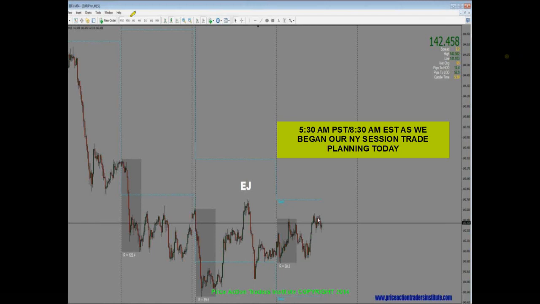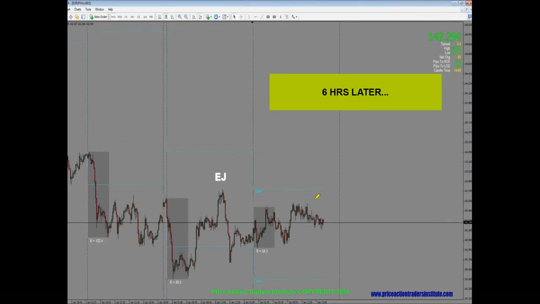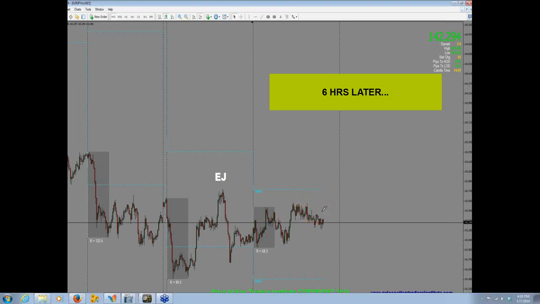Next, I want to show you what happened 6 hours later. Notice this. The price action is still contained in this very rangy place. There was no market movement in either direction. There was nothing like a breakout with a move to the upside or a breakdown to the downside. Price stayed in this range. All right?